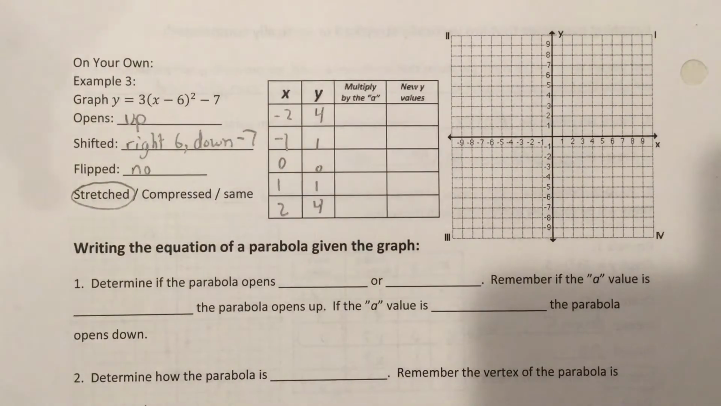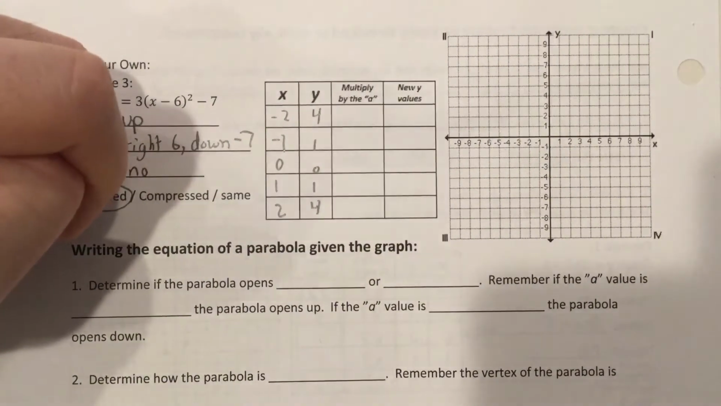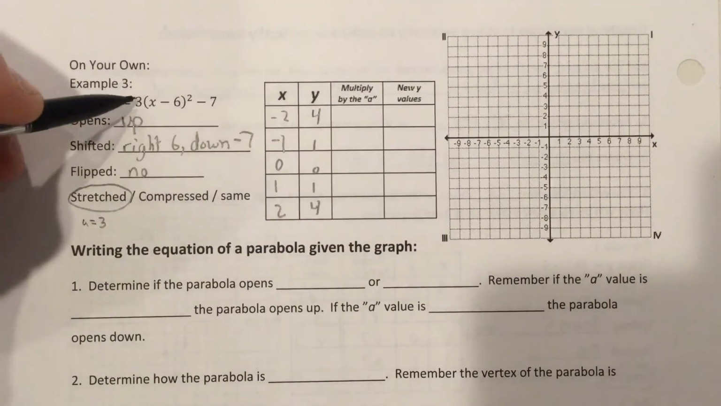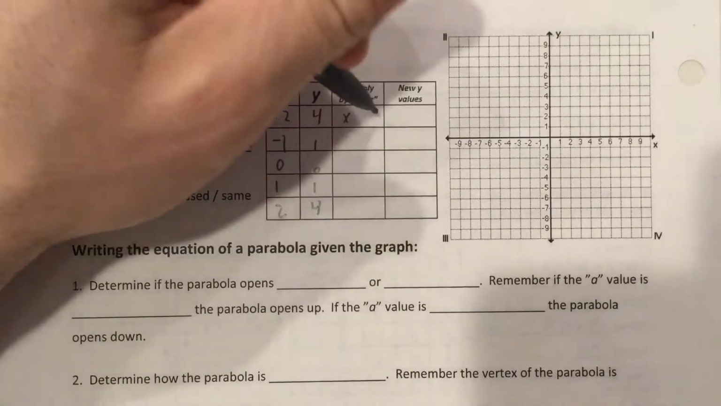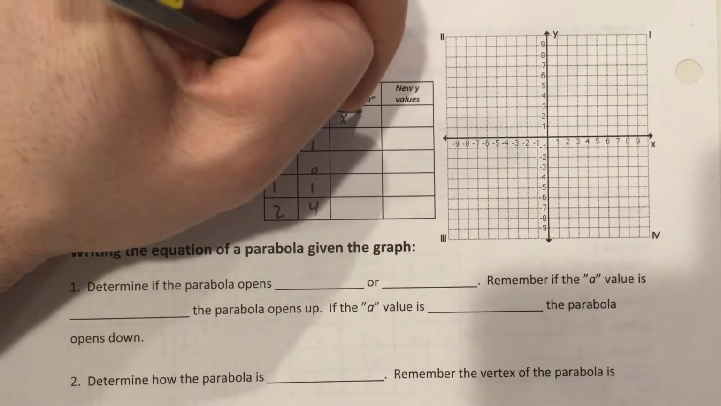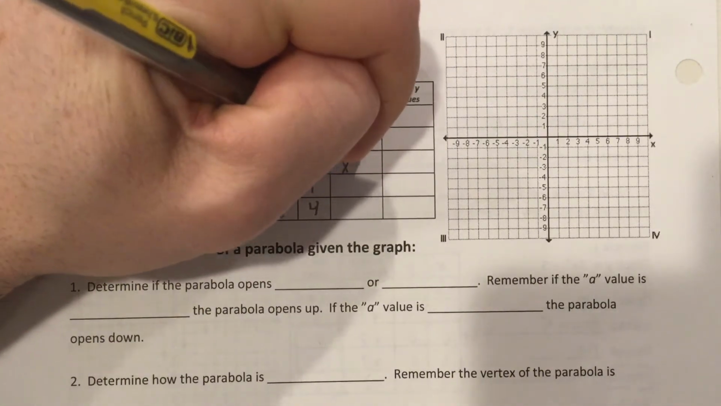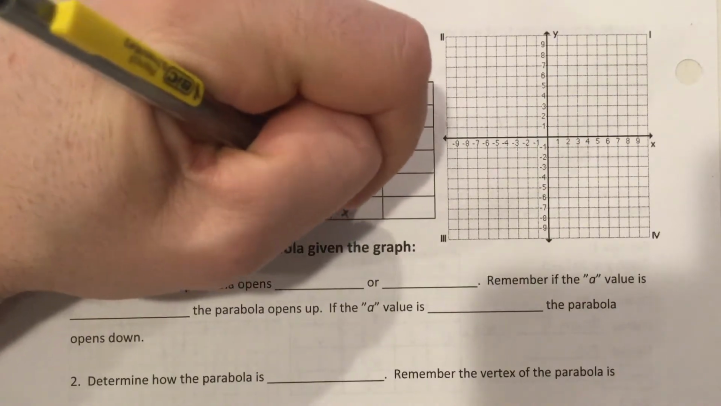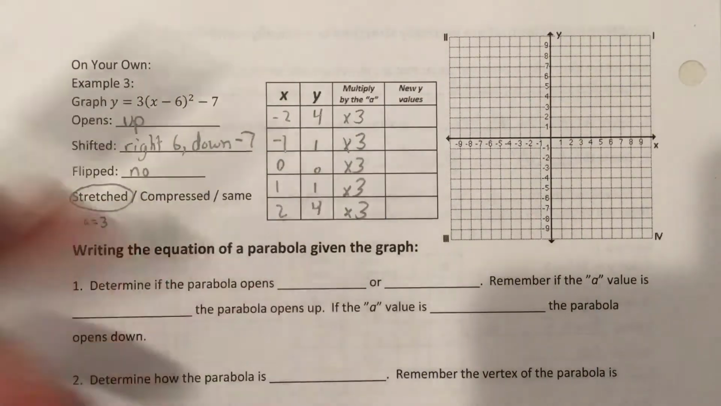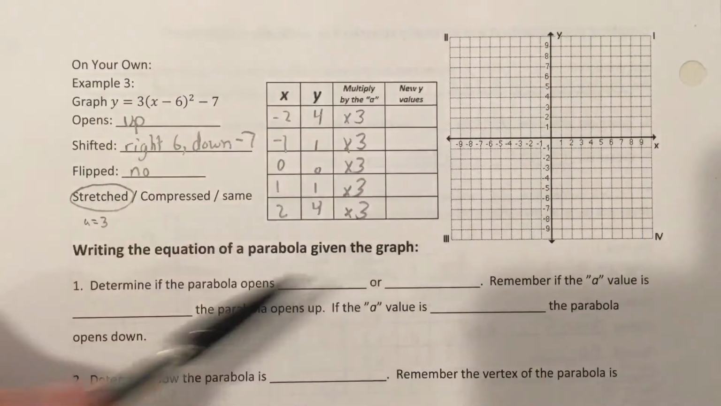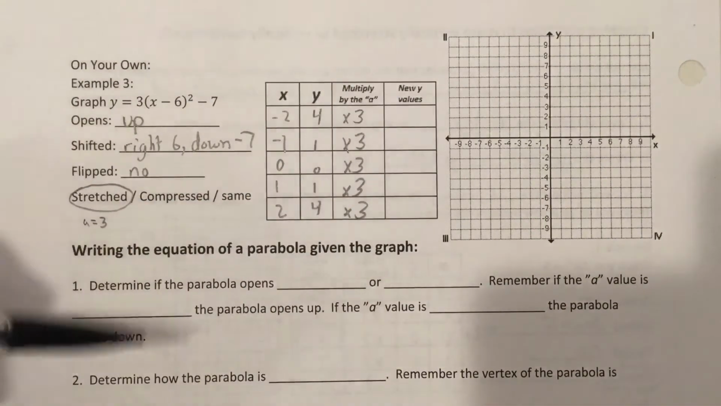And our a value is 3. If our a happened to be a negative, guess what? We just write the negative. So if this a was -3, then we multiply by -3. But since it's positive, we're just going to write it 3. And if a is negative and you multiply by it, that would automatically flip it for you because your new y's will be negative, so it means you're going down.